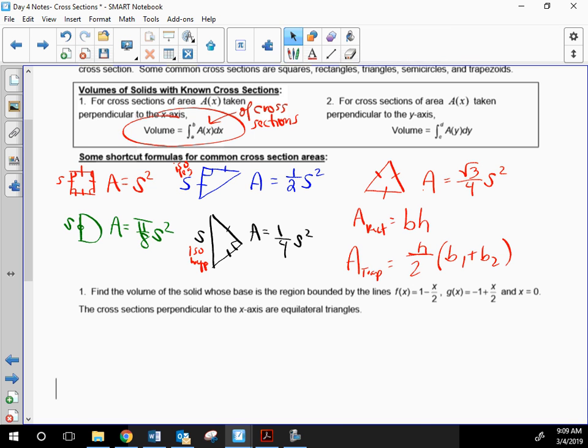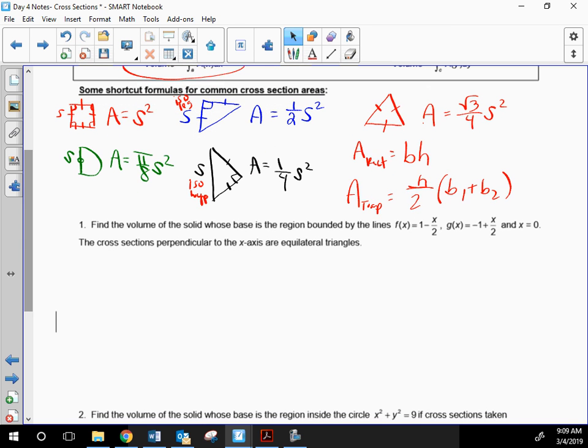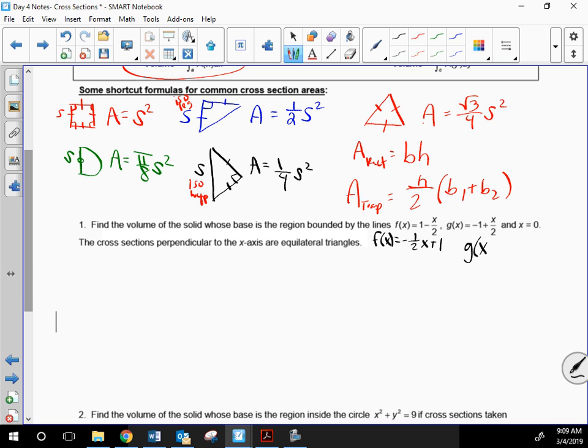Okay, so number 1, find the volume of the solid whose base is bounded by these lines. Let's go ahead and sketch our graph. I'm going to rewrite this just so it's easier for me to visualize what's happening: -1/2 x plus 1 and 1/2 x minus 1. Okay, so I've got y intercept at 1, y intercept at -1.